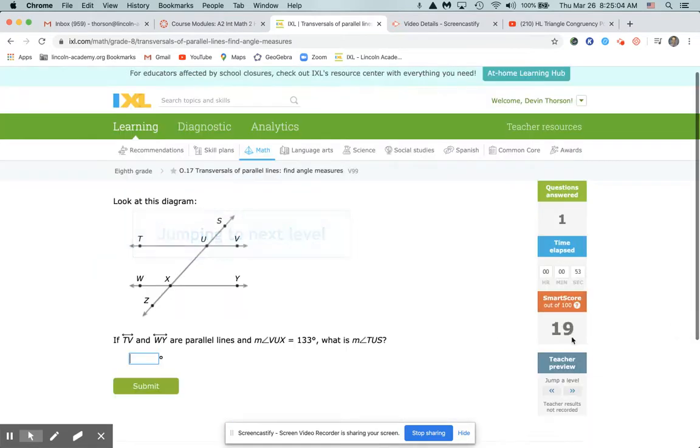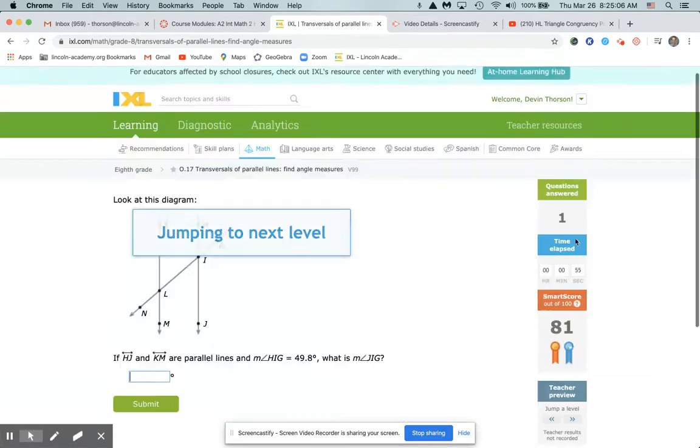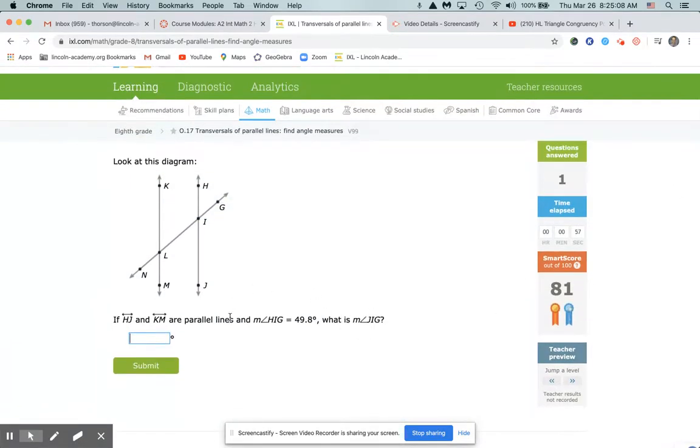You can even go up into higher, more difficult ones, even all the way up to 81. It's the exact same thing, just it might give you a decimal. It's going to say the measure of HIG. So I come up here and go HIG. That's this angle, and it is 49.8.